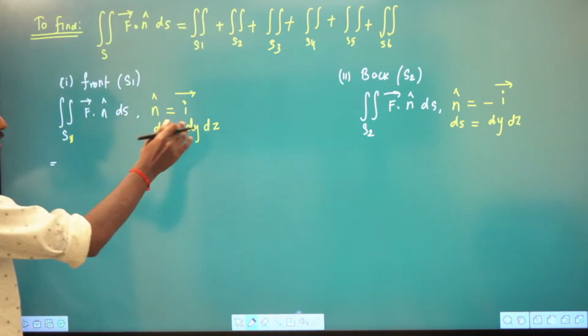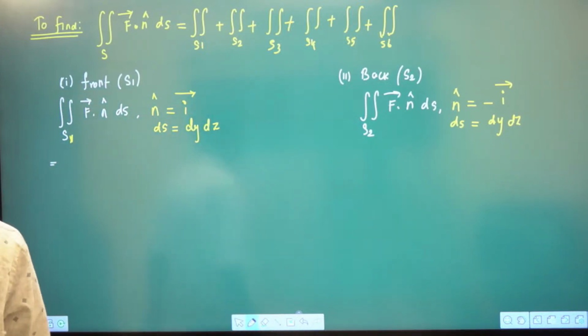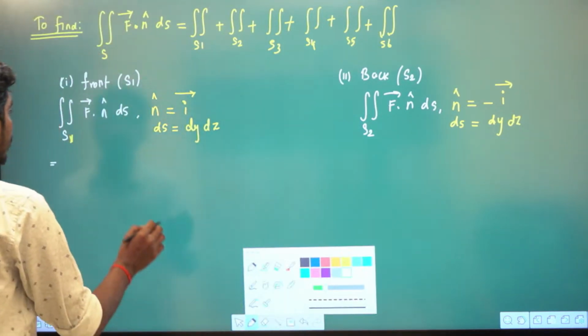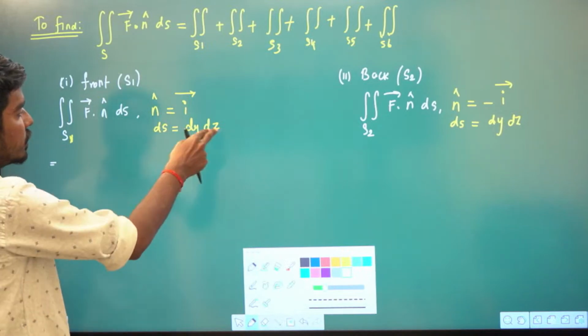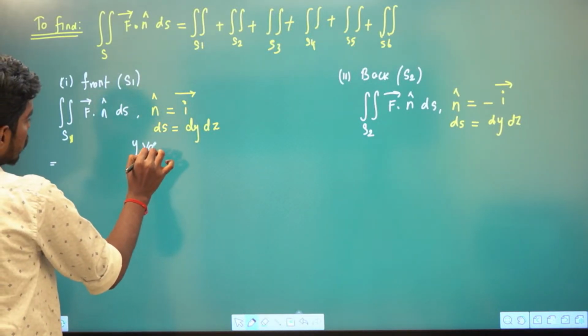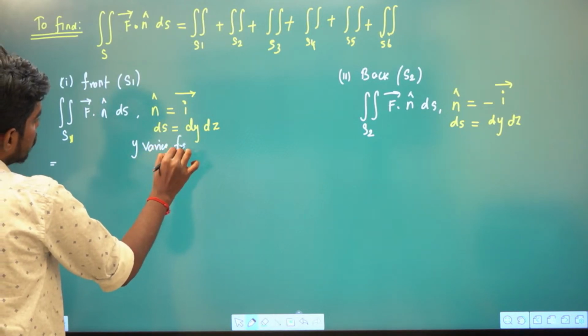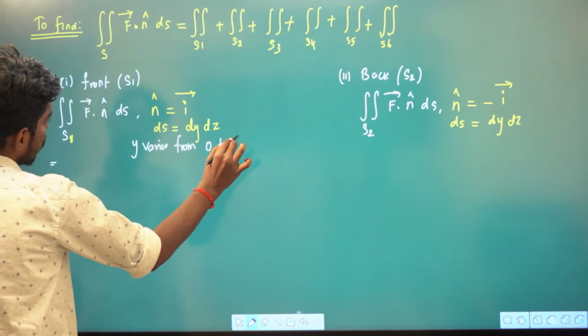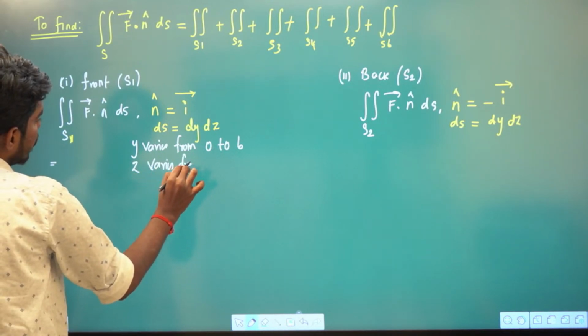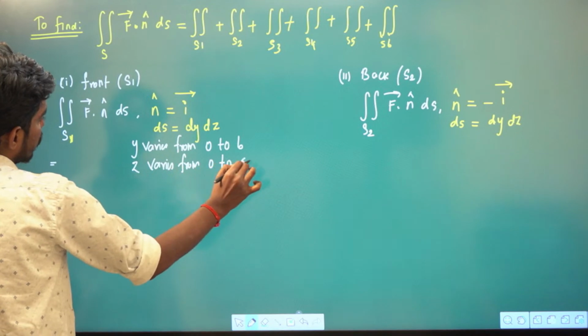Here we are varying y and z, so we need to find the limits for y and z. Easily, right? What is the limit for y and z? Y varies from 0 to b. Z varies from 0 to c. That is given, right?